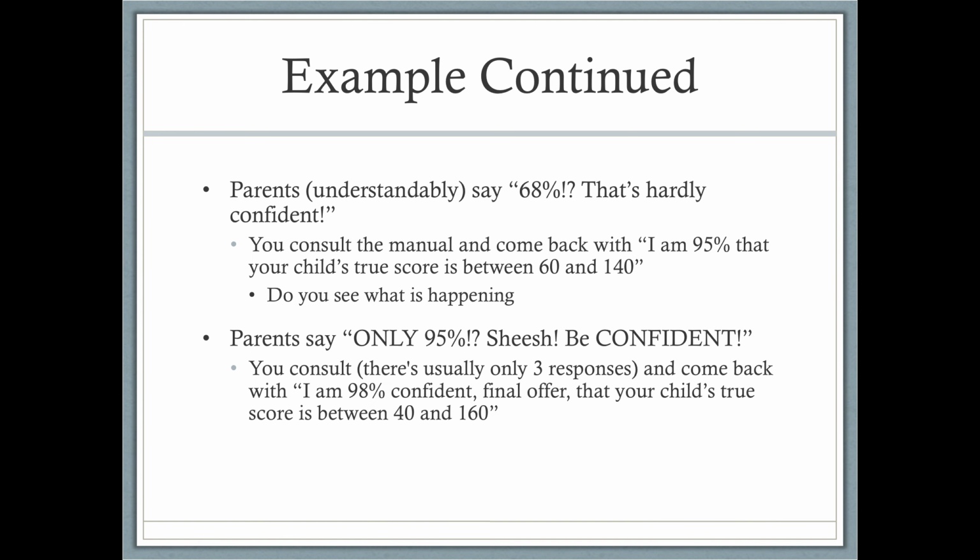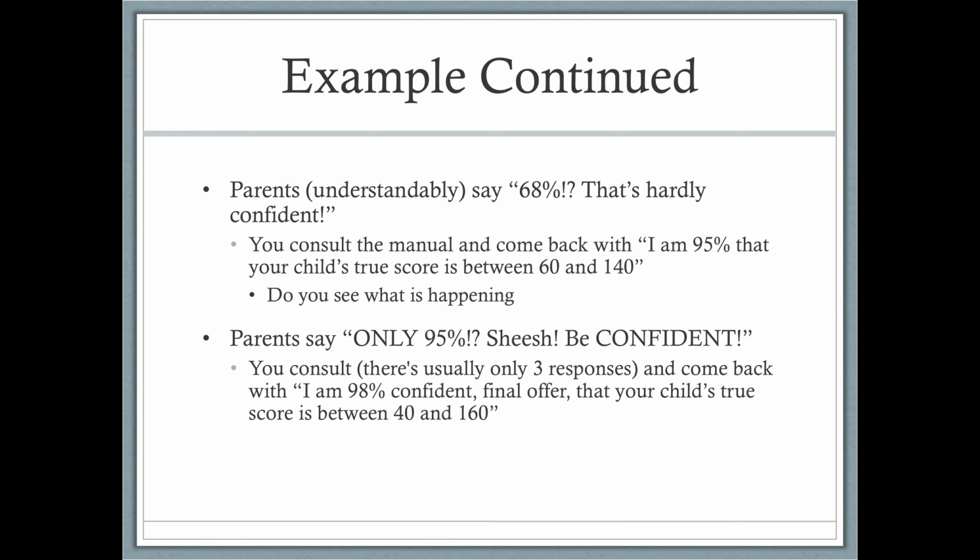So the parents say 68% certain. That's not very confident, and also what an odd number. You look at the manual again, and it'll tell you you can offer up 95% confidence, but you've got to add on another standard error of measurement, which now means we have to add 40 points on both sides. So now I'm saying I'm 95% certain your child scores between 60 and 140.